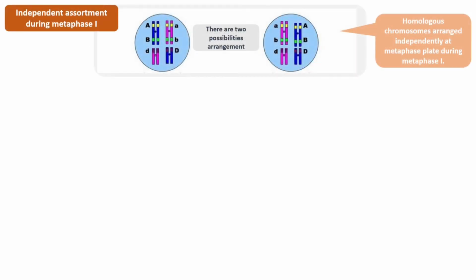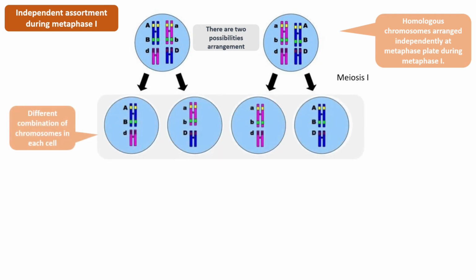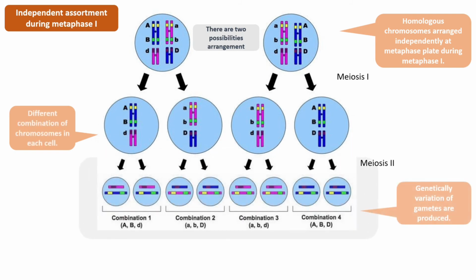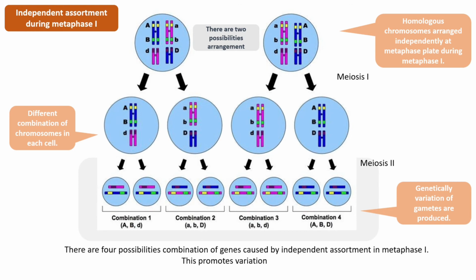Here are details about independent assortment. Homologous chromosomes arrange independently at the metaphase plate during metaphase I. Since they are randomly or independently arranged, there are two possible arrangements. After meiosis I is done, different combinations of chromosomes in each cell are formed. After meiosis II is done, genetically varied gametes will be produced. So, there are many possible combinations of genes caused by independent assortment in metaphase I. This promotes variation of gametes.